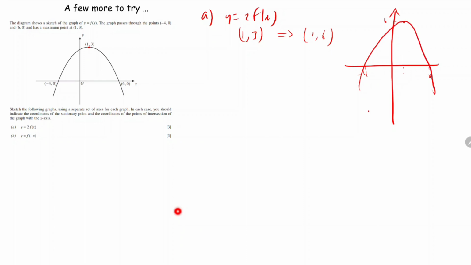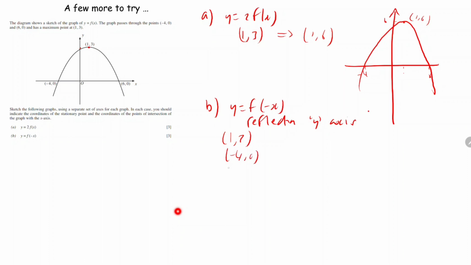We weren't given the intercept, so we can't work out what the new intercept is. So you just need to mark off 1 and 6. Part B is the graph y equals f of minus x. So remember, this is the reflection in the y-axis. So the coordinates are going to be, the original coordinates are (1, 3), (-4, 0), and (6, 0).